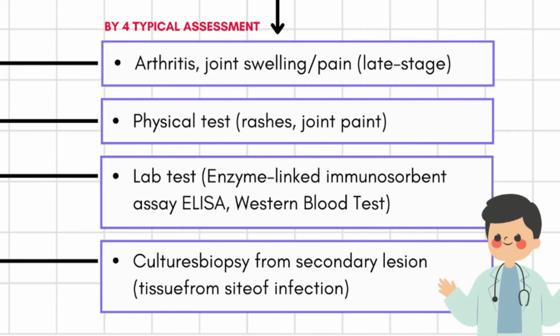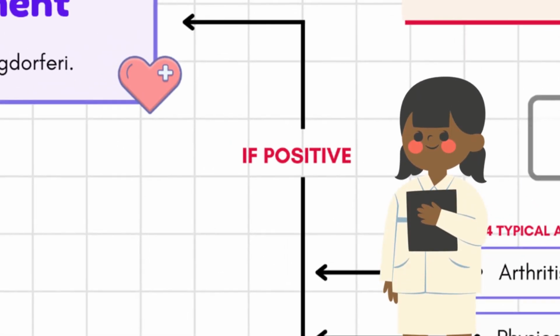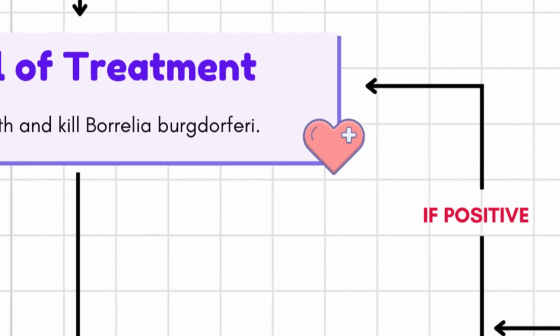Another test in the diagnosis is called the Western blot test. This test is conducted as a confirmation test to see whether the result produced by the ELISA test is accurate or not. Cultures of biopsy from secondary tissue lesions might also be tested. If positive, then the dissemination stage of Borrelia burgdorferi can be proven.